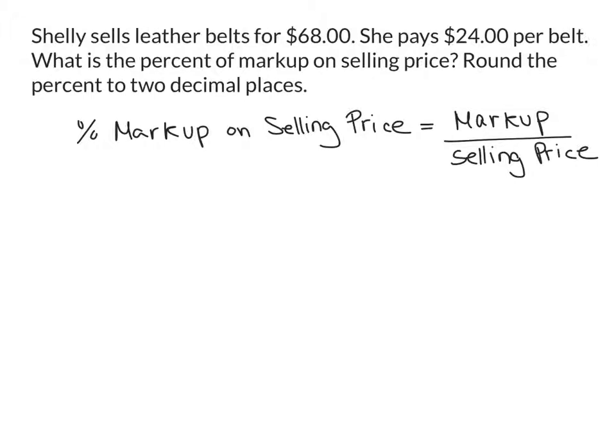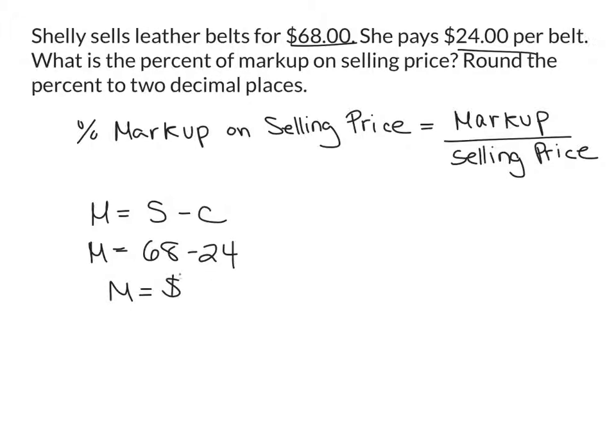So to solve this problem, we first need to identify the markup. The markup is equal to the selling price minus the cost. So 68 minus 24 gives us a markup of $44. Now we'll take that value and plug it into the percent markup on selling price formula. So the markup is $44, and then we'll divide by the selling price, which is $68.